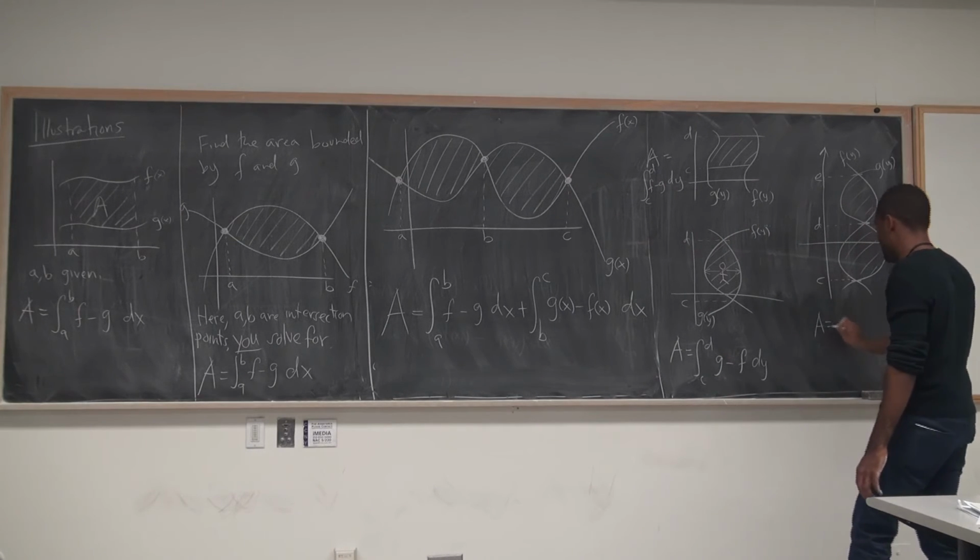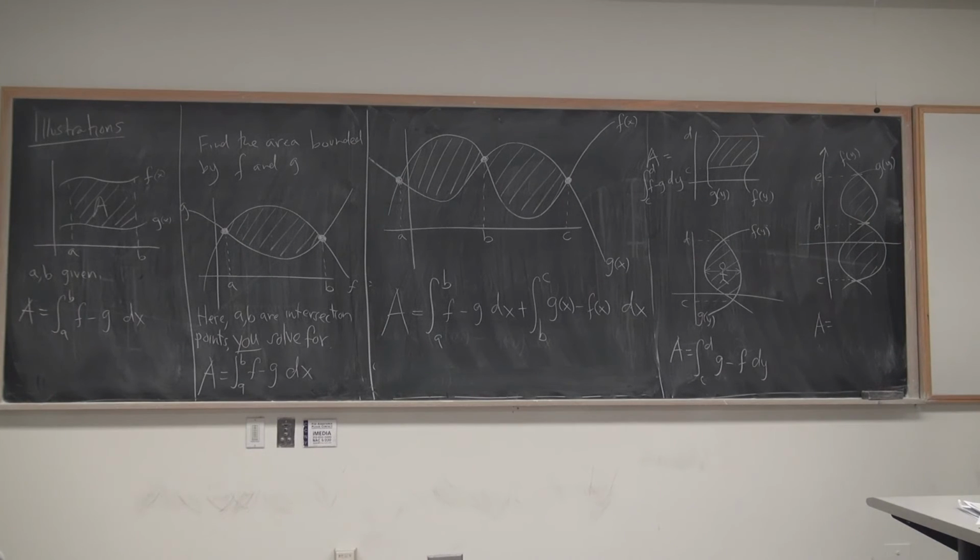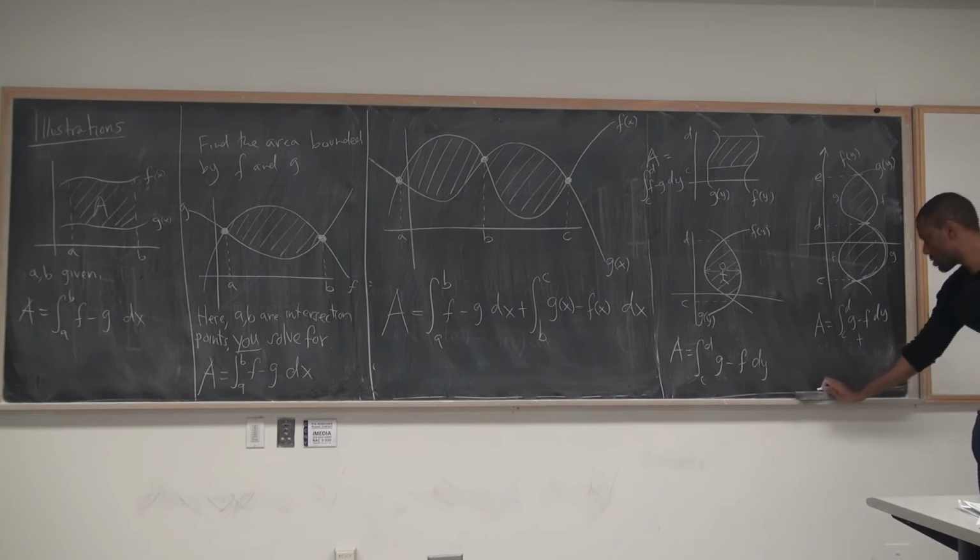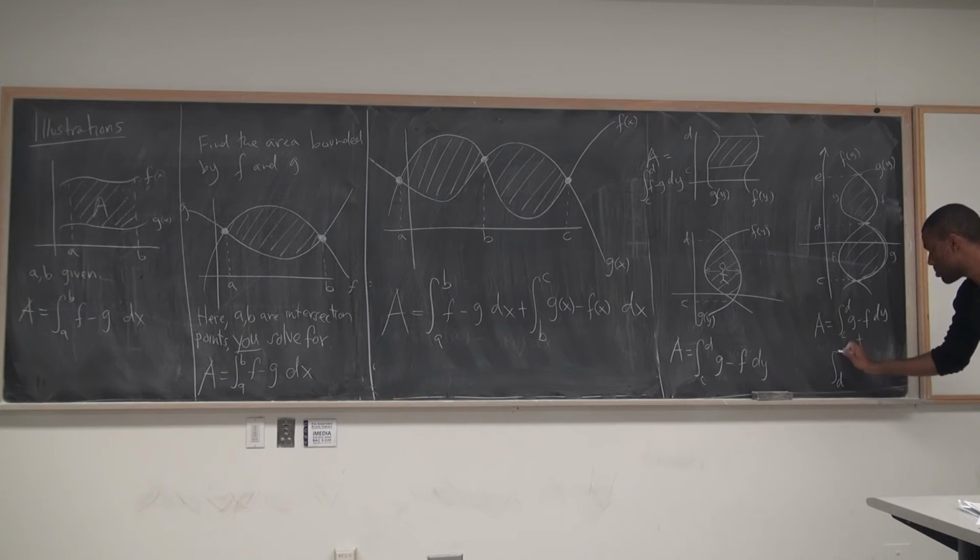So let's do this one. Two integrals, e to d and then d to c. Okay, so if I'm doing c to d, what would that be? g minus f. Right, so g is on the right side here, right? So that's your g. This is f. So in c to d, g is on the right, f is on the left. So that's g minus f dy plus, it can go from d up to e. In this region, f is on the right, g is on the left. So I go f minus g dy.